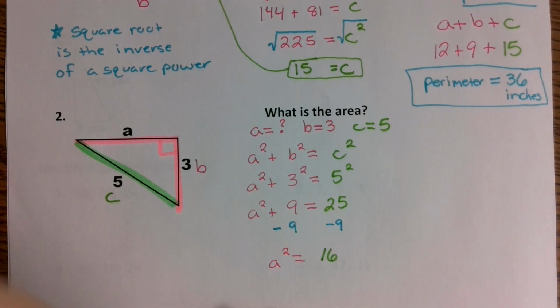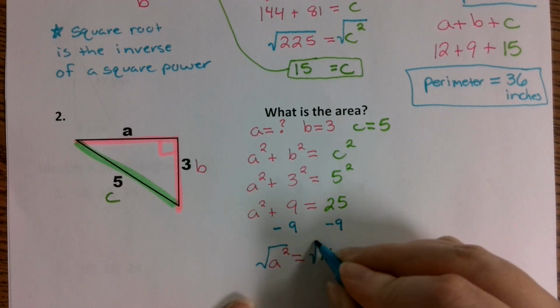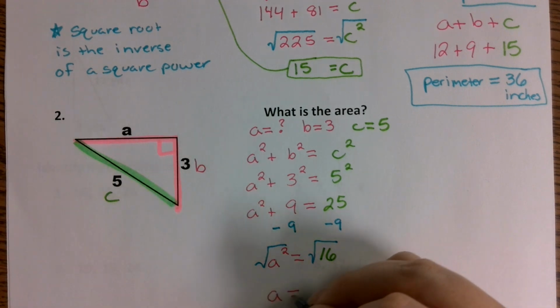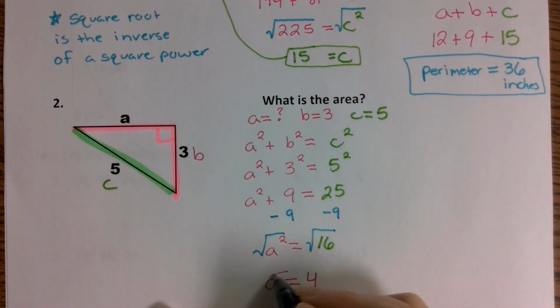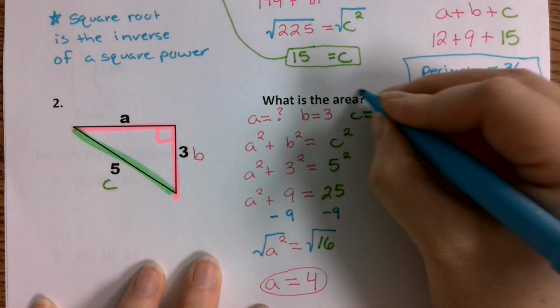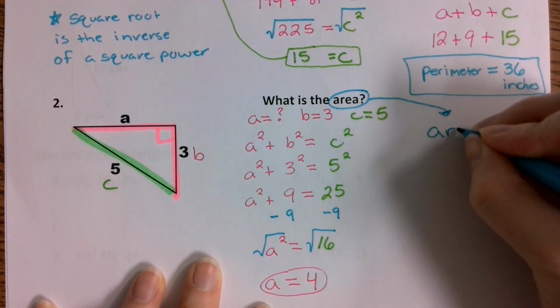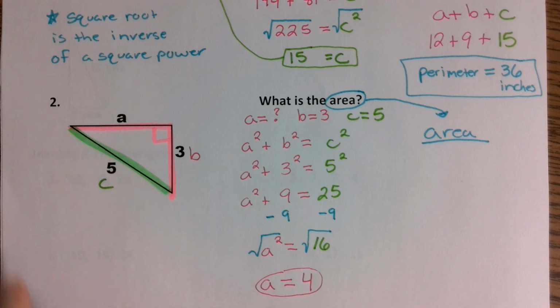Then we can go ahead and do that inverse operation. We can take the square root of both sides to get A by itself. And A is going to be equal to what? To 4. Okay, so we now know what A is going to be equal to. From there, we then need to plug it into our formula because we want to know what is the area. So for area, to find the area of a triangle, you're going to do what?